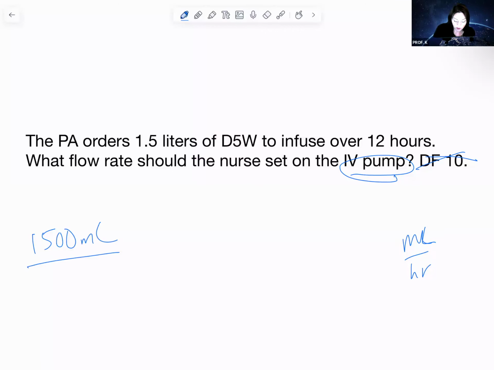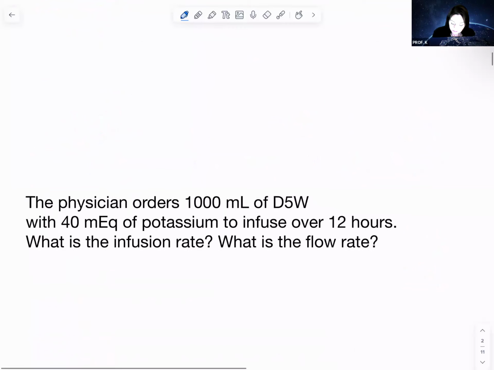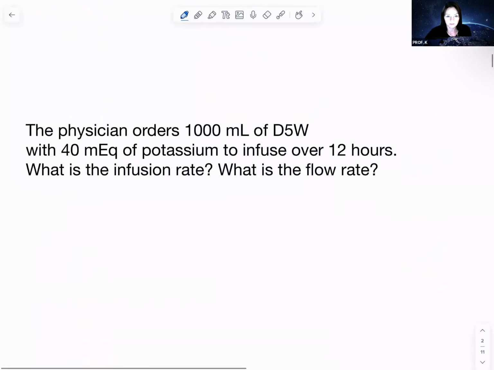And I need to give it over 12 hours. So I need milliliter in the numerator, I got it. Hour in the denominator, got it. 12 divided into 1,500 is 125 milliliters per hour. And that's what you're going to write on the answer line. Beautiful. Do this one.